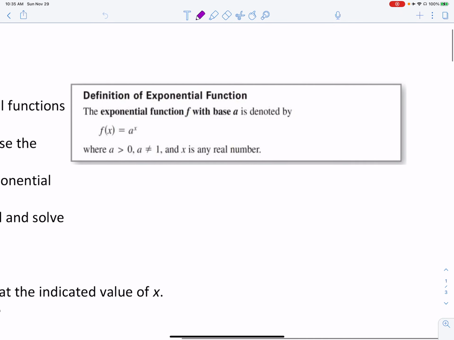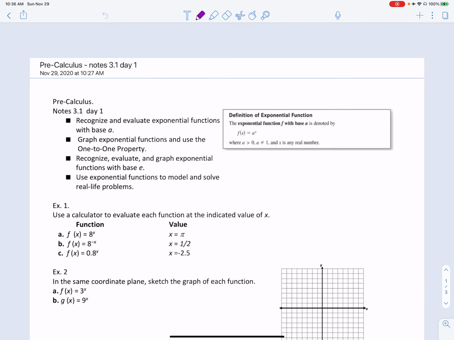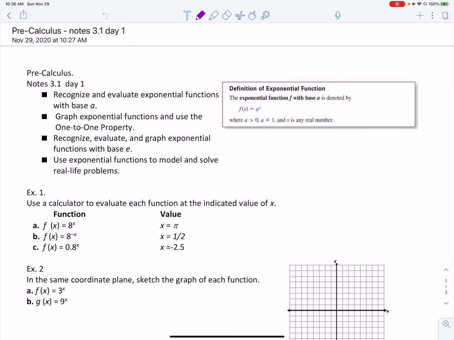The exponential function f with base a is noted f of x equals a to the x. Notice the variable x is in the exponent position. In this case, a is greater than 0 and a cannot be 1, and x is any real number. Those are some of the details of what needs to happen. You've graphed some of these in Algebra 1, probably started, and then more in Algebra 2. So let's just go ahead and jump into this.